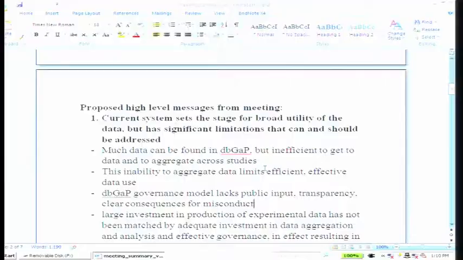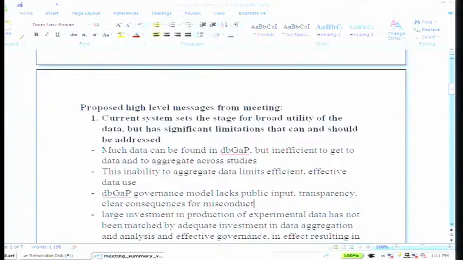So the current system sets the stage for broad utility of the data. I can't remember whether it was Francis or Eric who talked about how we're sort of victims of our own success here. We have done tremendous things. It was Eric, okay. And I think we as a genome community should be deeply proud of this. That said, we have more that we need to do.